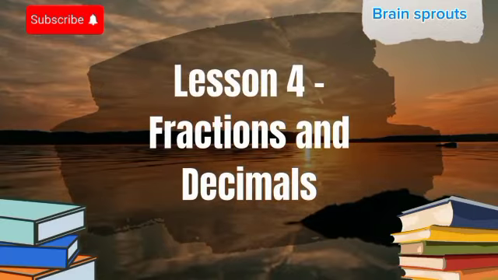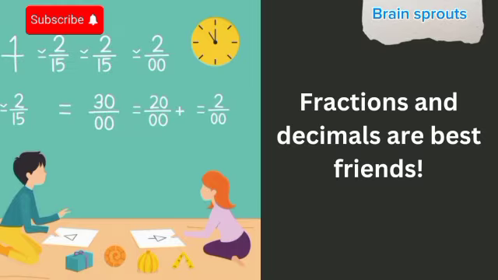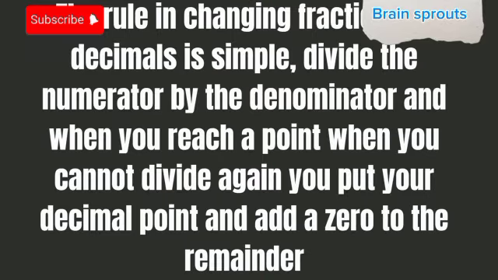Lesson 4. Fractions and decimals. Fractions and decimals are best friends. The rule in changing fractions to decimals is simple. Divide the numerator by the denominator, and when you reach a point when you cannot divide again, you put your decimal point and add a 0 to the remainder.